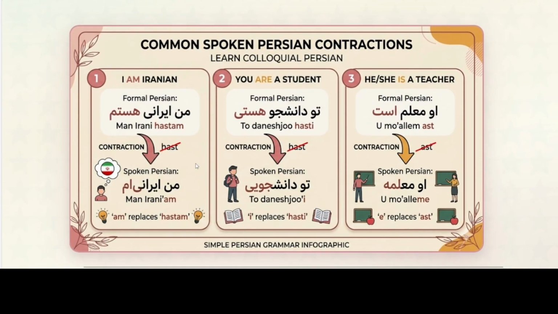Some more examples. I am Iranian is the full version. The contracted version is من ایرانیم. تو دانشجو هستی, you are a student. But the contracted version is تو دانشجویی. او معلم است, she is a teacher. The contracted version is اون معلمه. Just replace hast or ast with the a sound, and the a sound functions like is, like hast in the contracted version or in colloquial language.